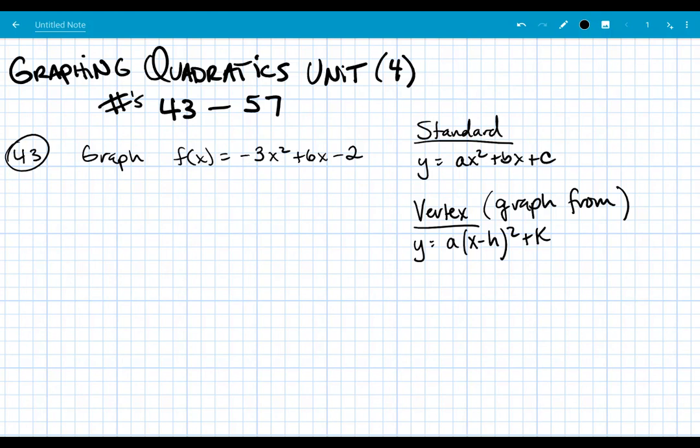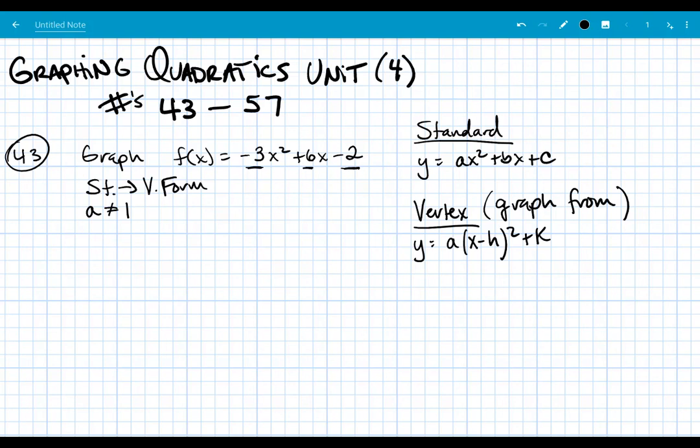Whenever we're graphing from standard form, we have to change it to vertex, like I've said. How we change from standard to vertex is going to depend on what our a value is. In this case, our a value is not equal to 1. Our a value is the coefficient in front of x squared, our b value is the coefficient in front of x, and our c value is the constant at the end of the function.